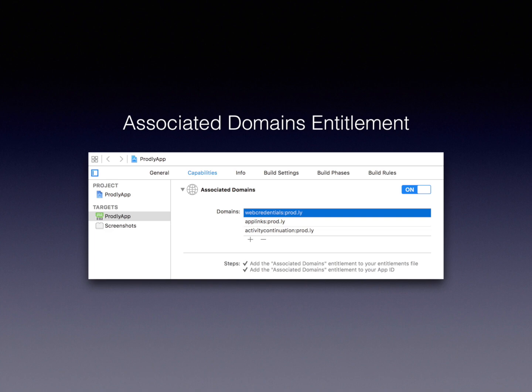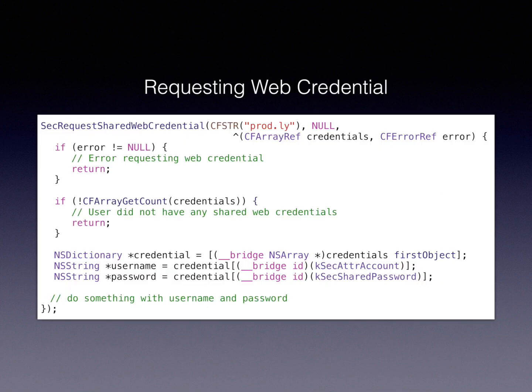In this case, shared web credentials.broadly.ly. So to request a web credential in the app, it's just a function call where you specify as the first parameter the domain you are requesting for. Second parameter I have a null, because you could specify a username, then you would only see the username that matches that, but we would want to see all in a list.